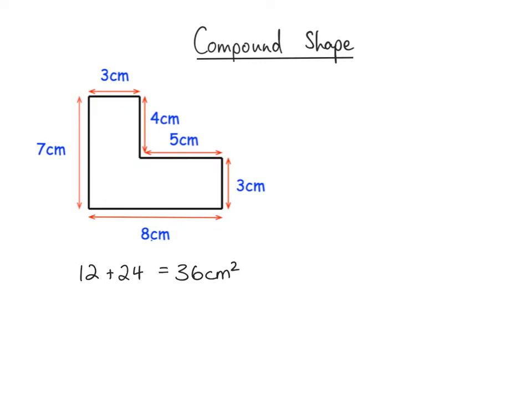Another method would be pretty much the same thing, but I would split the rectangles there. So over on the left here, on this rectangle, I've got 7 times 3, 21. I'm not interested in the 4 because the 4 is only that length there. It's not the length or the width of the rectangle. And over here on the other rectangle, I've got 5 multiplied by 3. So I've got 15. Again, I'm not worried about this 8 because this 8 is not the length or the width of either of those rectangles. To get the final answer, I would do 21 plus 15, which would be 36 centimetres squared.